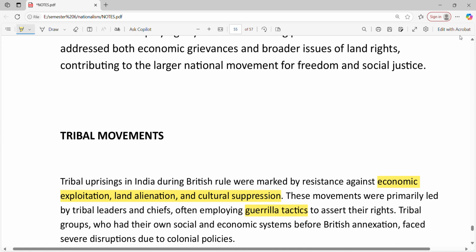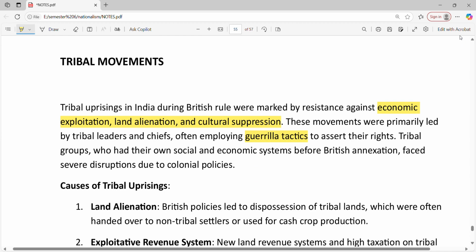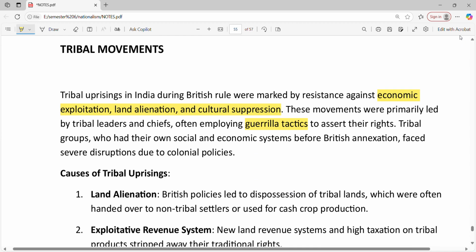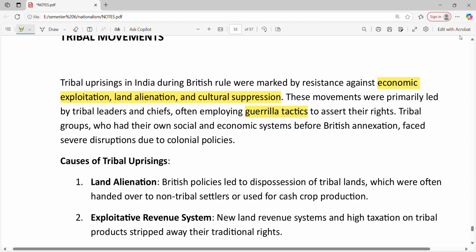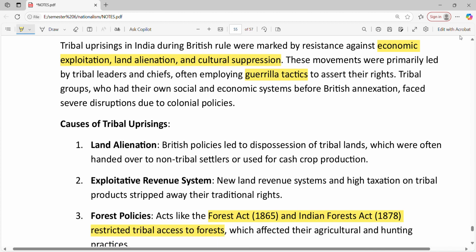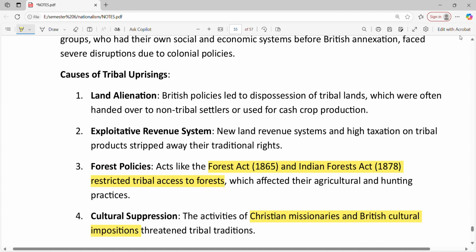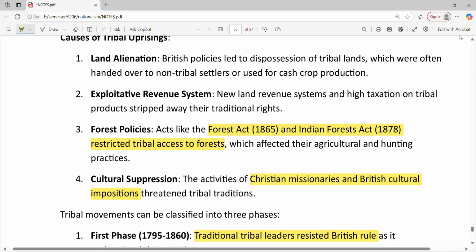So tribal uprisings in India during British rule were marked by the resistance against economic exploitation, land alienation and cultural suppression. It was mainly done by employing guerrilla tactics. Causes of the tribal uprising: land alienation, exploitative revenue system, then the Indian Forest Act, which restricted tribal access to forest, then cultural suppression through British cultural impositions and Christian missionaries. Again, these four causes.